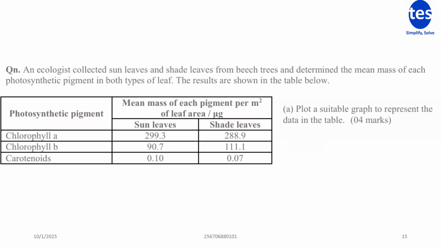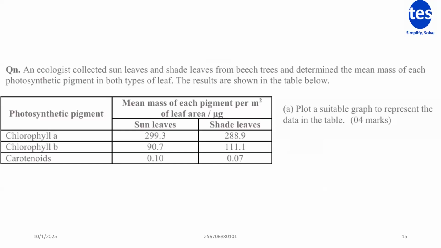An example is there of a graph. Here they gave you: an ecologist collected sun leaves and shade leaves from beech trees and determined the mean mass of each photosynthetic pigment in both types of leaf. The results are shown in the table below. Photosynthetic pigment, chlorophyll A, chlorophyll B, then carotenoids, and then the mean mass of each pigment per meter squared of leaf area. In this case, you see that the sun leaves were given figures, shade leaves were given figures.